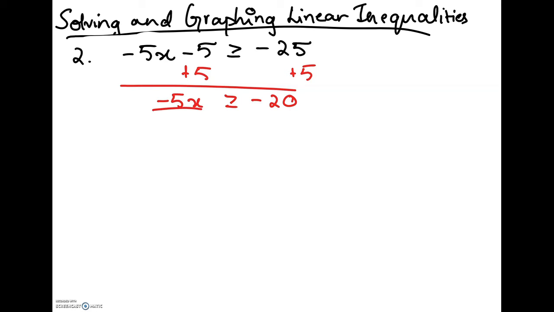To do that, you would just divide both sides by -5, right? So that way your -5's cancel and you get an x on this side, and here your negatives cancel and you get 20 divided by 5 is just 4.